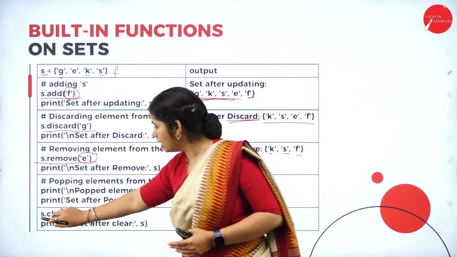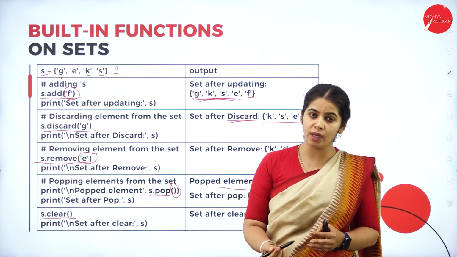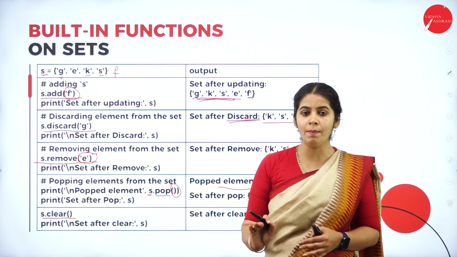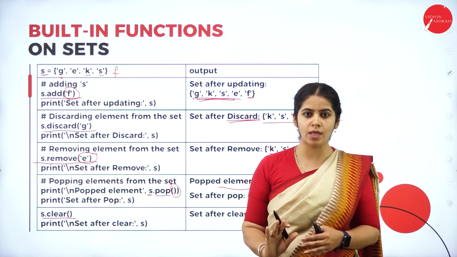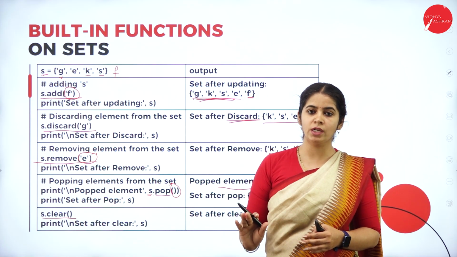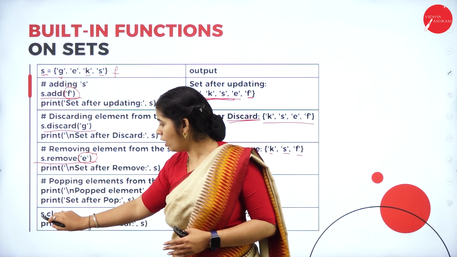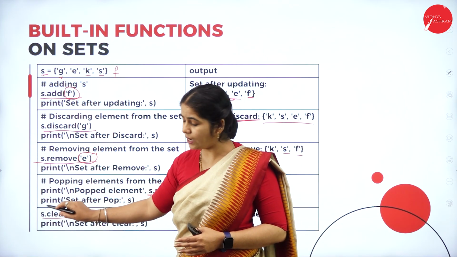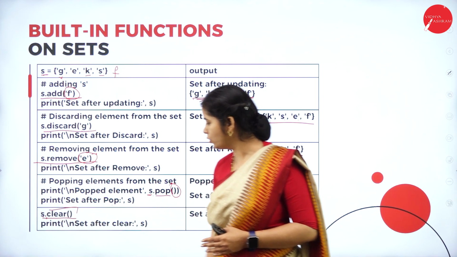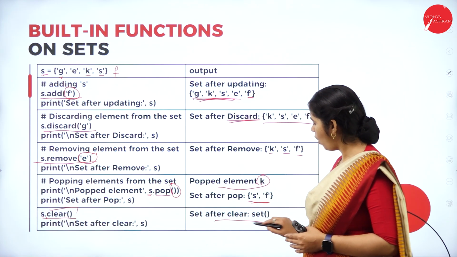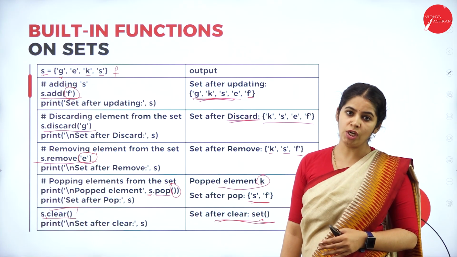Then what we have is clear. Yes, dot clear, that is, whichever set has to be cleared. It will clear all the elements within the set and it will give you an empty set. All the elements irrespectively will be deleted. Okay. So how do we call it, which set am I supposed to clear? Set name with the dot operator, calling the function clear. It will clear all the elements within the set and give you the empty set.